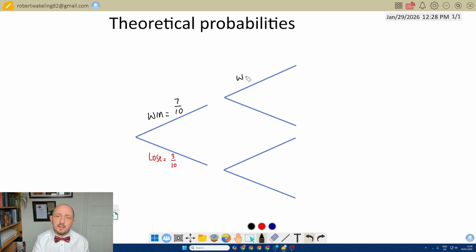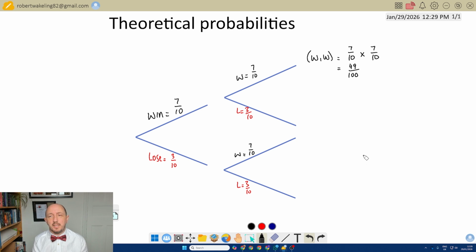And then win, we're going to assume that they're the same in these outcomes here. So lose is 3 out of 10. Okay, so we have to calculate the theoretical probability of winning both games. Win-win, we just take 7 out of 10 and 7 out of 10 and we multiply them together. Okay, so as you go along the branches, you multiply. That's the rule.